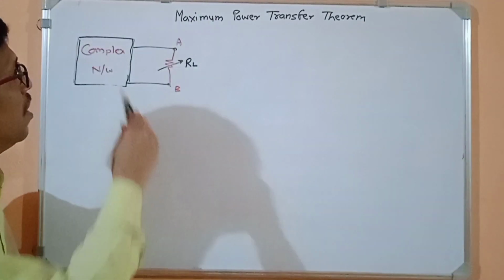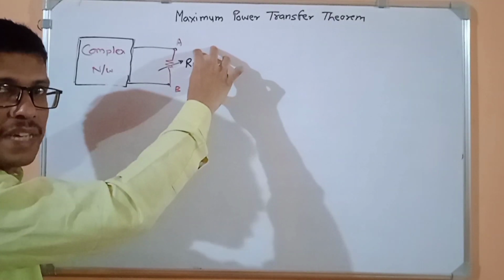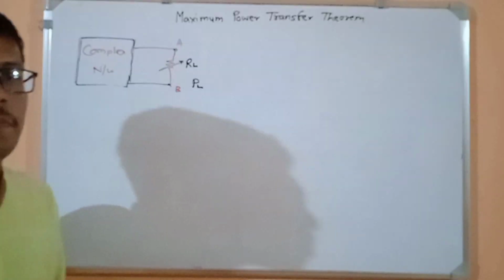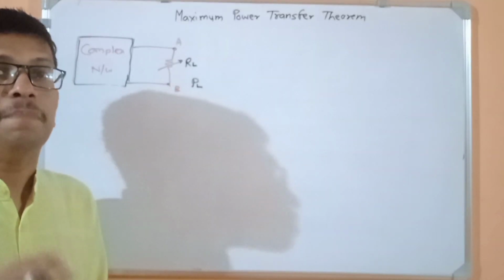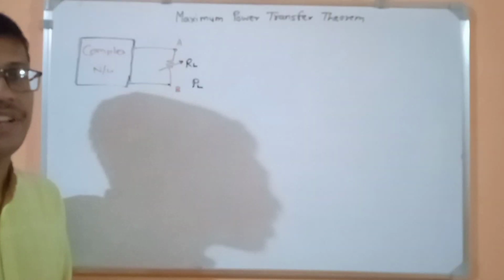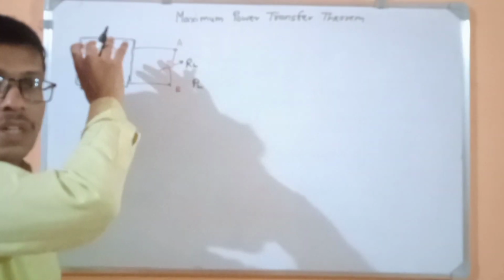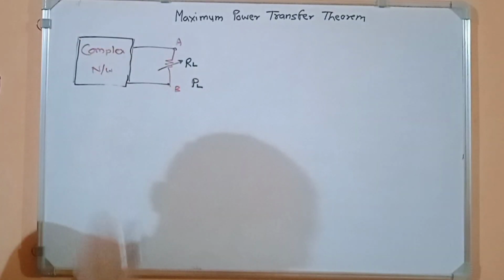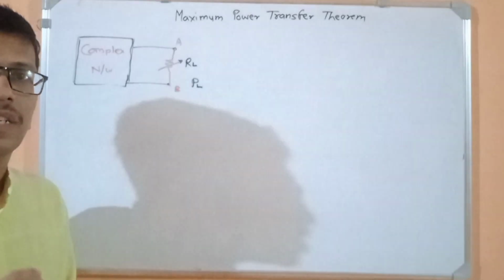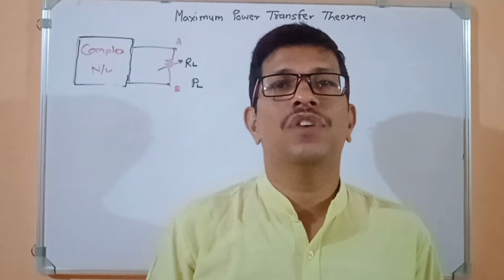So the statement is, whenever we want to transfer the maximum power to this RL, this power is PL. The power consumed by the load, PL, is maximum when this load is equal to the equivalent resistance of this complex network, provided that resistance is calculated when sources are replaced by their internal resistance. Just an extension of your Thevenin's theorem.